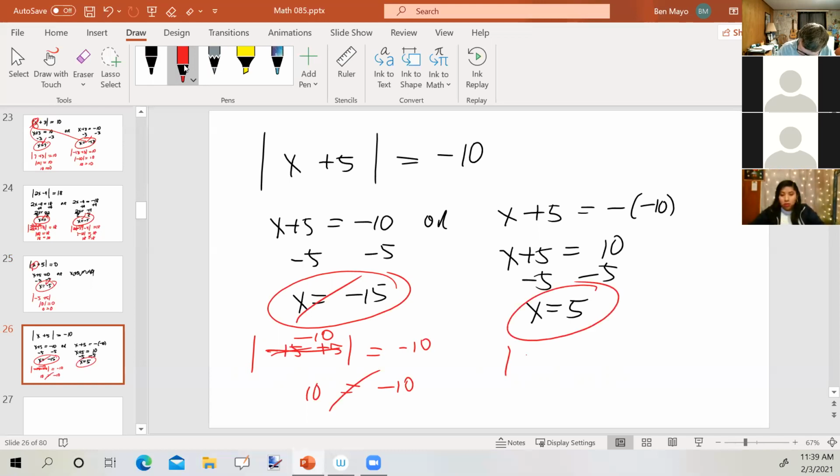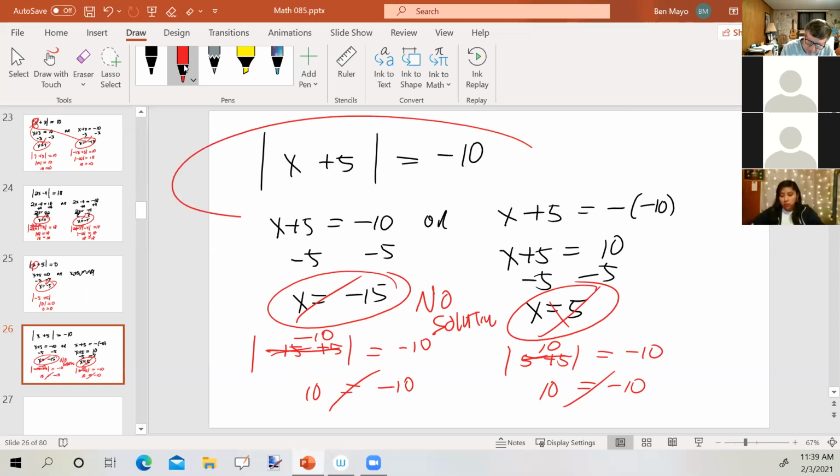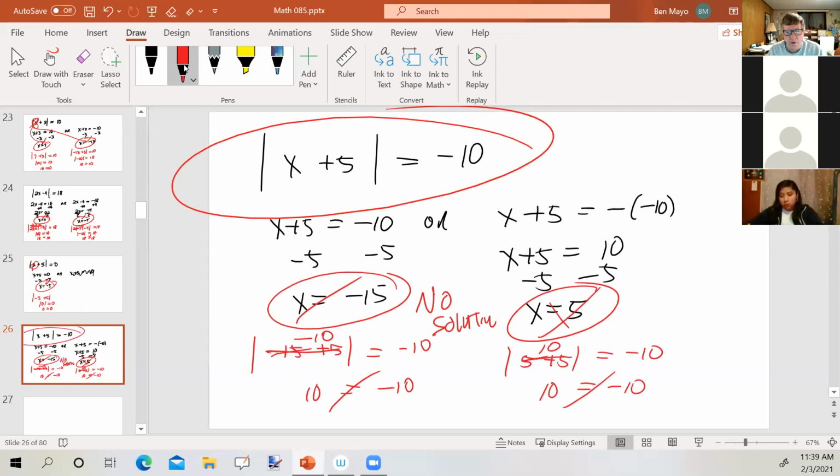Let's check the other solution, x equals 5. Well, then we get the absolute value of 5 plus 5 equals negative 10. 5 plus 5 is 10. The absolute value of 10 is 10. 10 equals negative 10? No, it doesn't. So there's no solution.